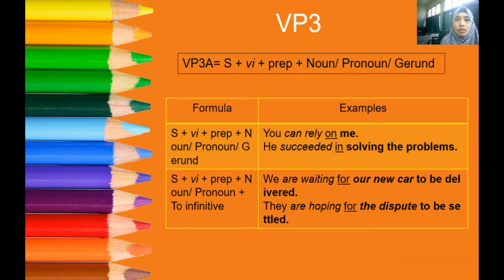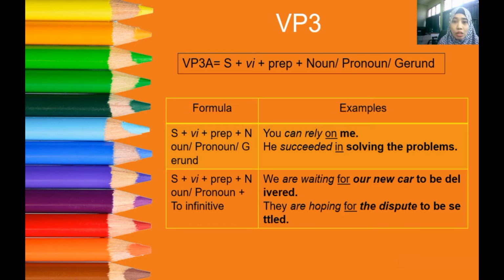So VP3A, for pattern 3A, we have subject plus verb intransitive plus preposition plus noun, pronoun, or gerund. Gerund is also the -ing form of the verb, but here gerund functions as a noun. Okay. For example, you can rely on me.